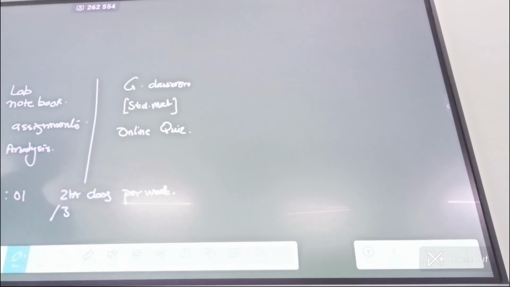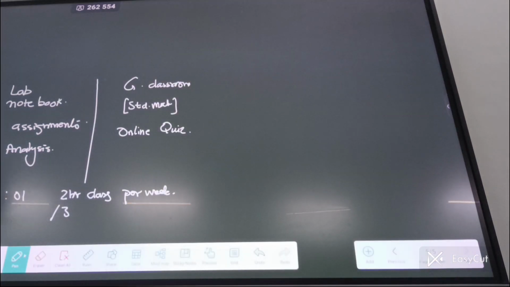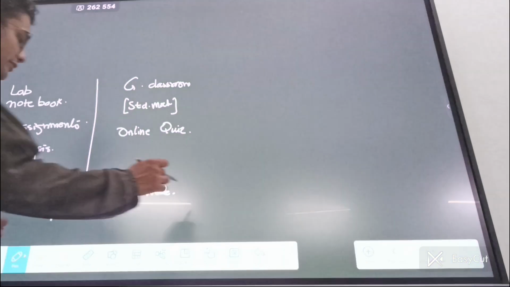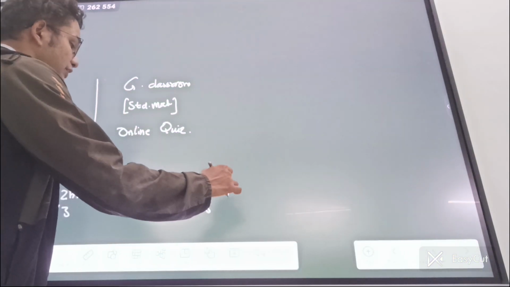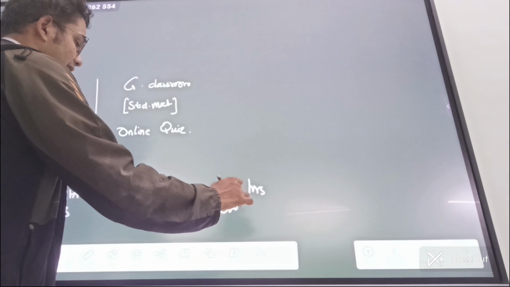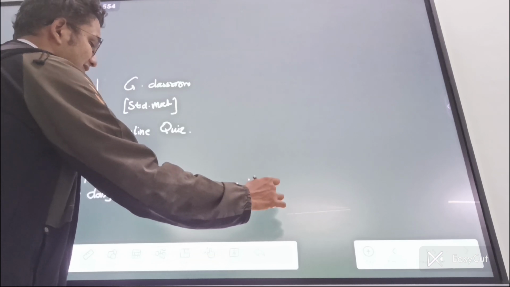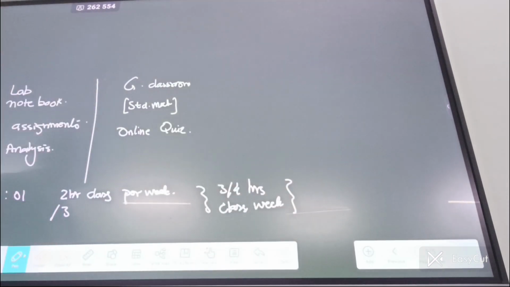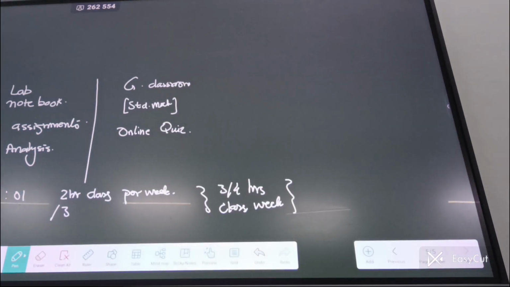But I would like to enhance it to 3 to 4 hours of class per week, depending upon the availability of the classroom and the slots. Okay.